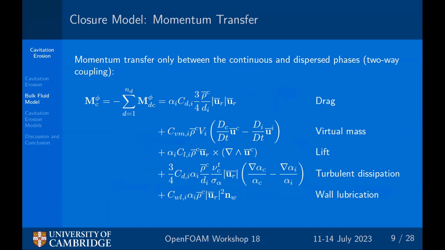Starting out with momentum transfer, only two-way coupling is considered. So momentum is exchanged between bubbles and the continuous phase, but not between bubbles themselves. These are the terms or forces that we consider: drag, virtual mass, lift, turbulent dissipation, and the wall lubrication, which is a bit made up just so we keep the bubbles from the wall. And the real difficulty is in finding the values of these coefficients.